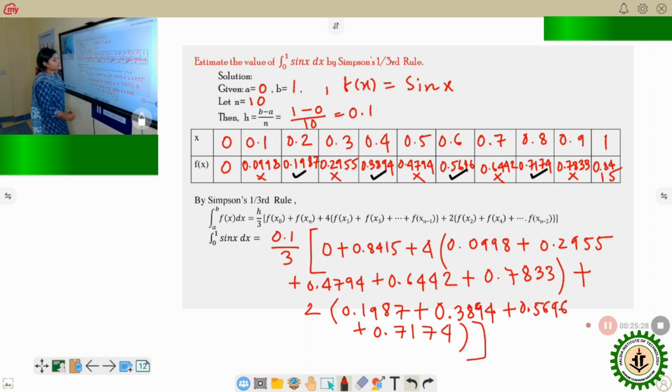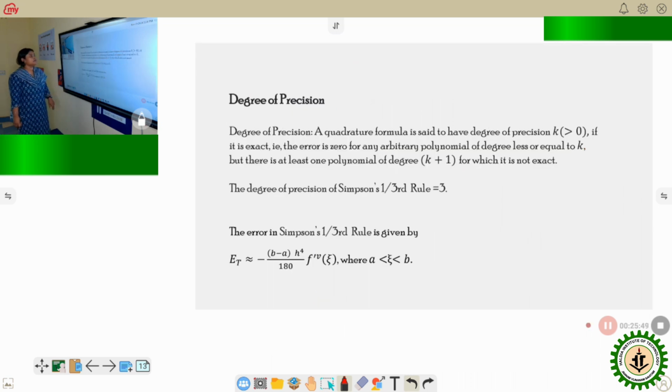So if I calculate this value, I will get the value 0.4597. Okay. So in this way we have to do the problems. Next, and the last topic, degree of precision. Now, degree of precision, the definition is given here.